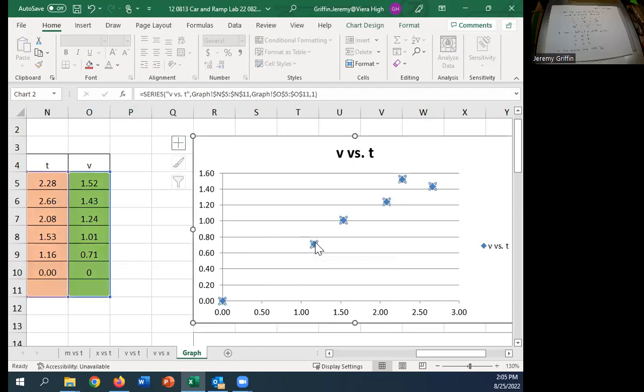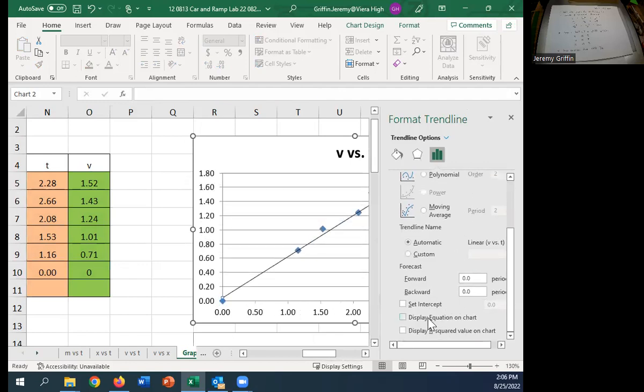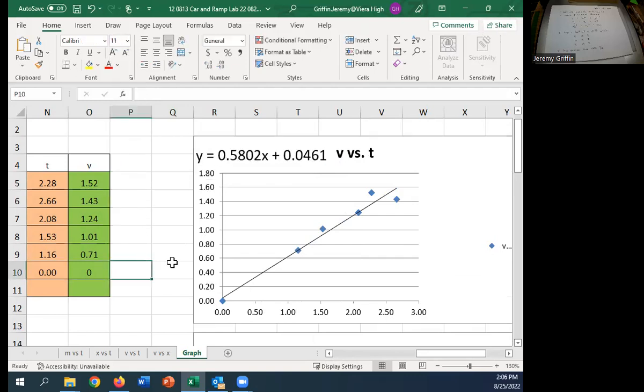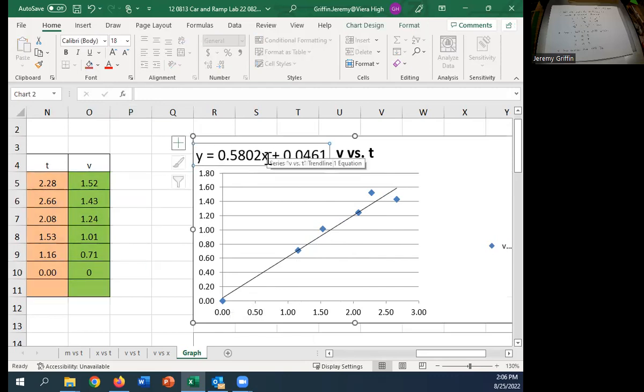Let me do what I did before. I'm going to right click, add trendline, display equation on chart, and okay, there's our equation. Let me blow that up. Just like before, there's a tiny y-intercept, but that's basically 0. So we care about this part of the equation, and we're going to interpret this as the speed it picks up: v is equal to 0.58 times t.